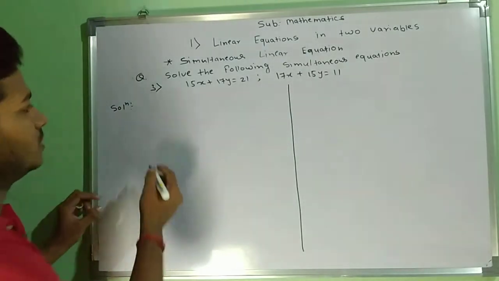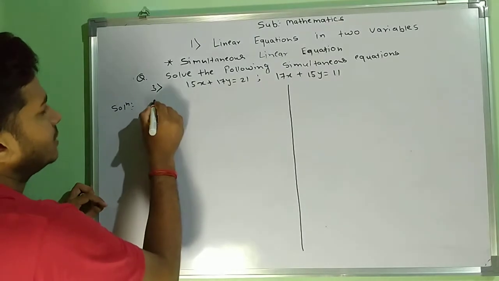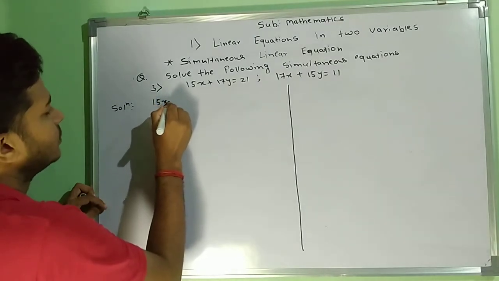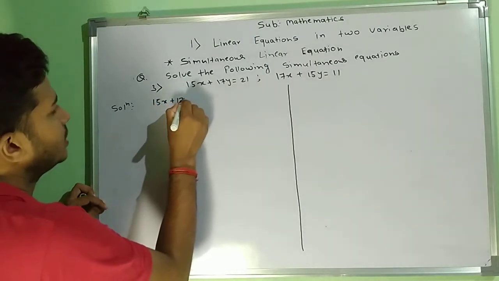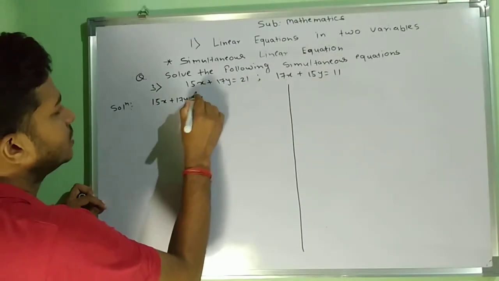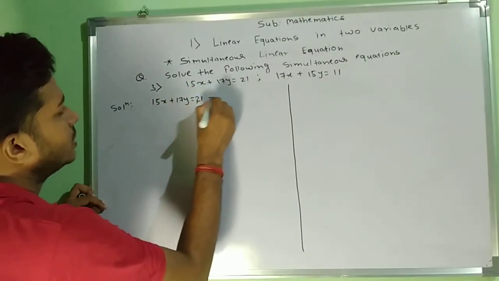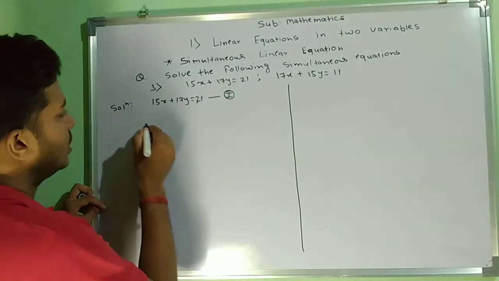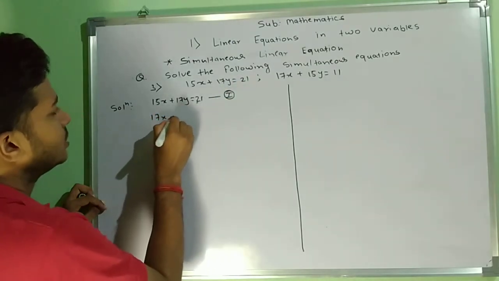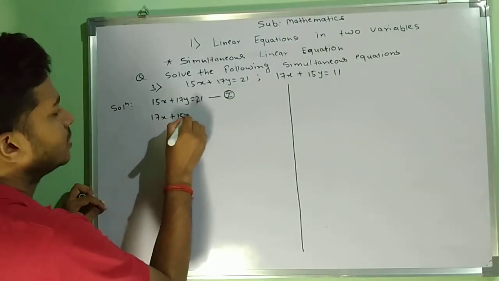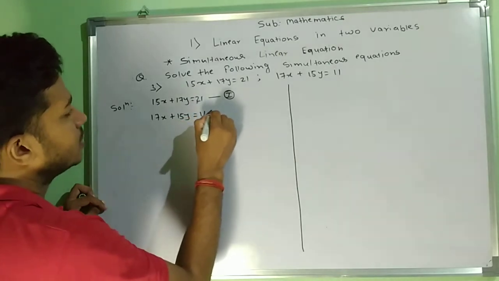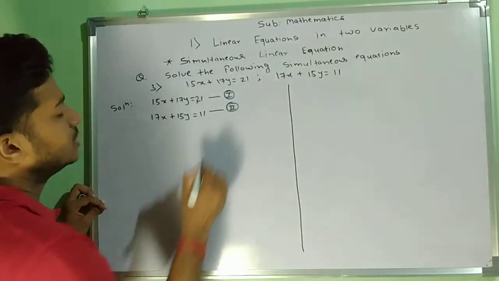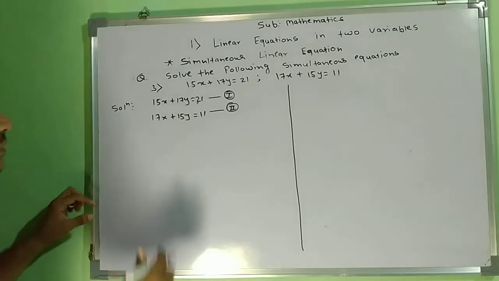So look here how to solve. First of all, we will write that equation as it is. 15x plus 17y is equal to 21. Make that equation number 1. Again 17x plus 15y which is equal to 11. I will make that equation number 2. Now we will add equation 1 and 2.